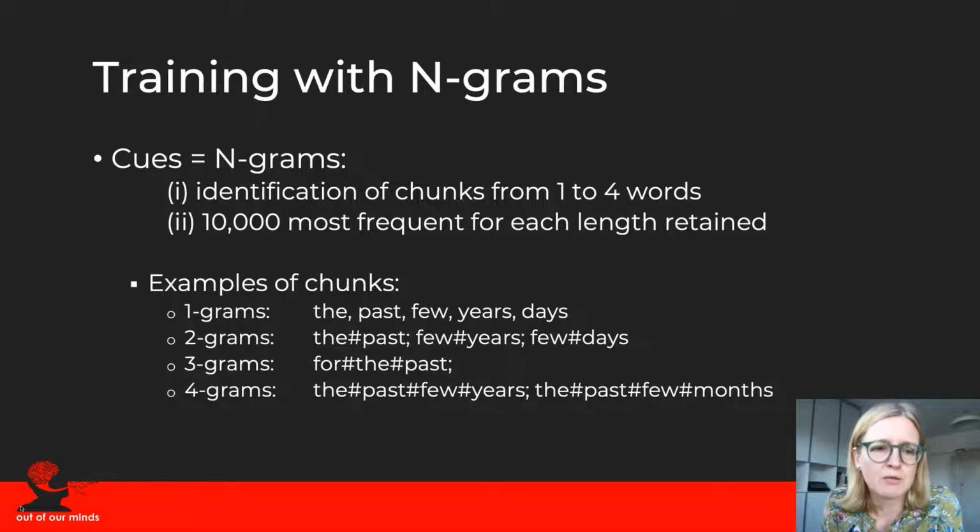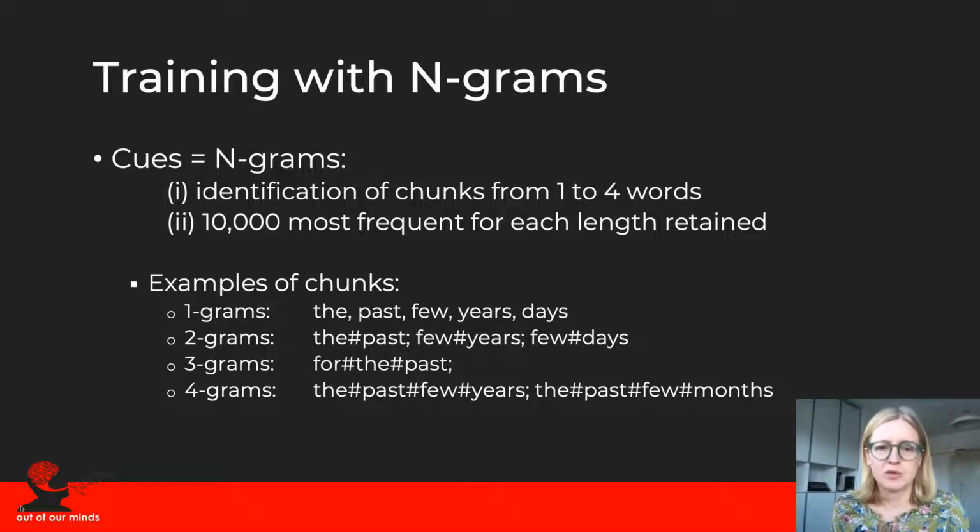To give you an example of these chunks, an example of a 1-gram is individual words such as the, or past, or few, or years, or days. When we move to 2-grams or bigrams, we are looking at things like the past, few years, or few days. When we move to trigrams, we will have for the past, or the past few, things like that. And then finally, when we arrive at 4-grams, we have chunks like the past few years or the past few months.